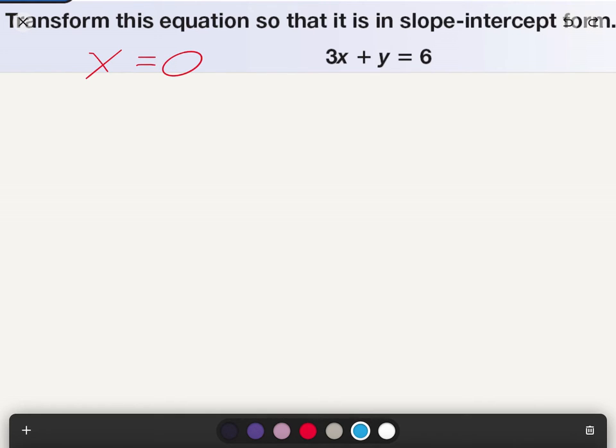So in order to do that, we just need to solve for y, so that we've got y on one side. Everything else will be on the other side. And then we can figure out what we need for x to be in order to have x equals 0 in our equation, or what will y be?